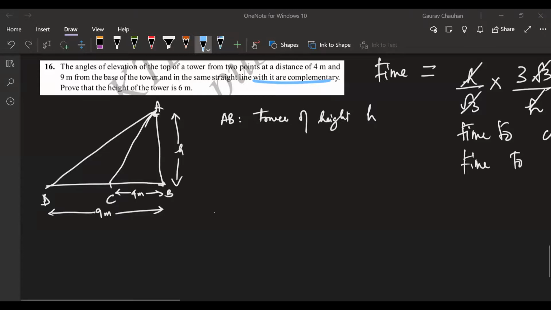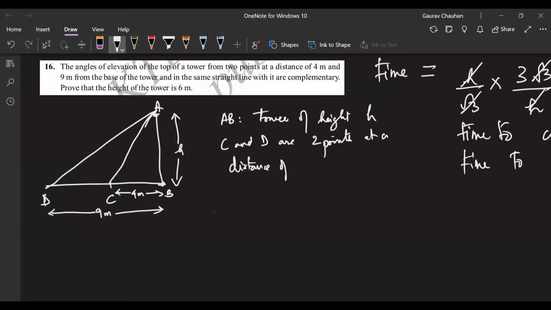So if I were to write, we'll write like this. C and D are 2 points at a distance of 4 meter and 9 meter from B respectively. Now C and D are 2 points from the base of the tower at 4 meter and 9 meter respectively. This is a part of the explanation of the diagram.